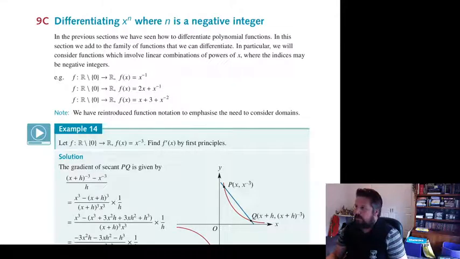Differentiating x to the power of n where n is a negative integer is what we're going to have a chat about today. What you need to be aware of with these is you need to consider what's going on with the domains with these. So in these particular cases, the domain is going to be all real numbers except it cannot be 0. So we do need to start using this notation where we have negative integers.